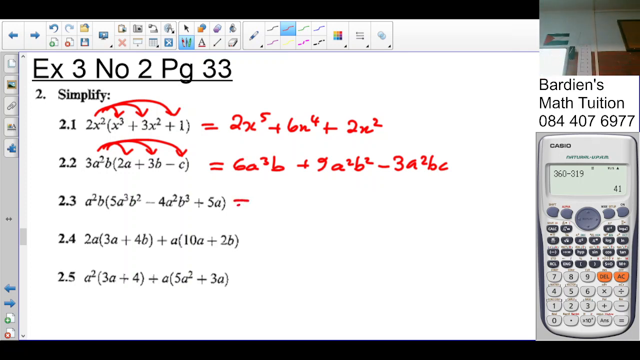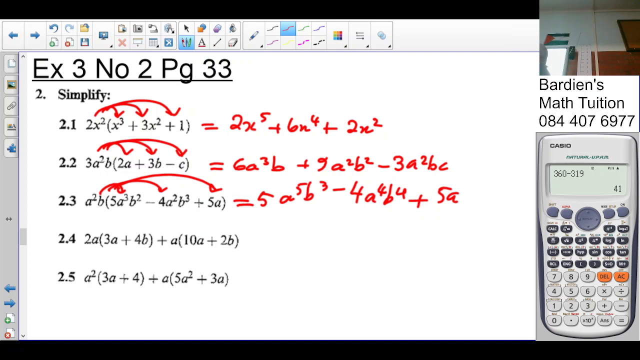The next one, again you're going to get rid of the brackets by multiplying this. So a squared b times 5a cubed b squared is going to give you 5a to the 5 b cubed, minus a squared b times negative 4a squared b cubed is negative 4a to the 4 b to the 4, plus a squared b times 5a will give you 5a cubed b.